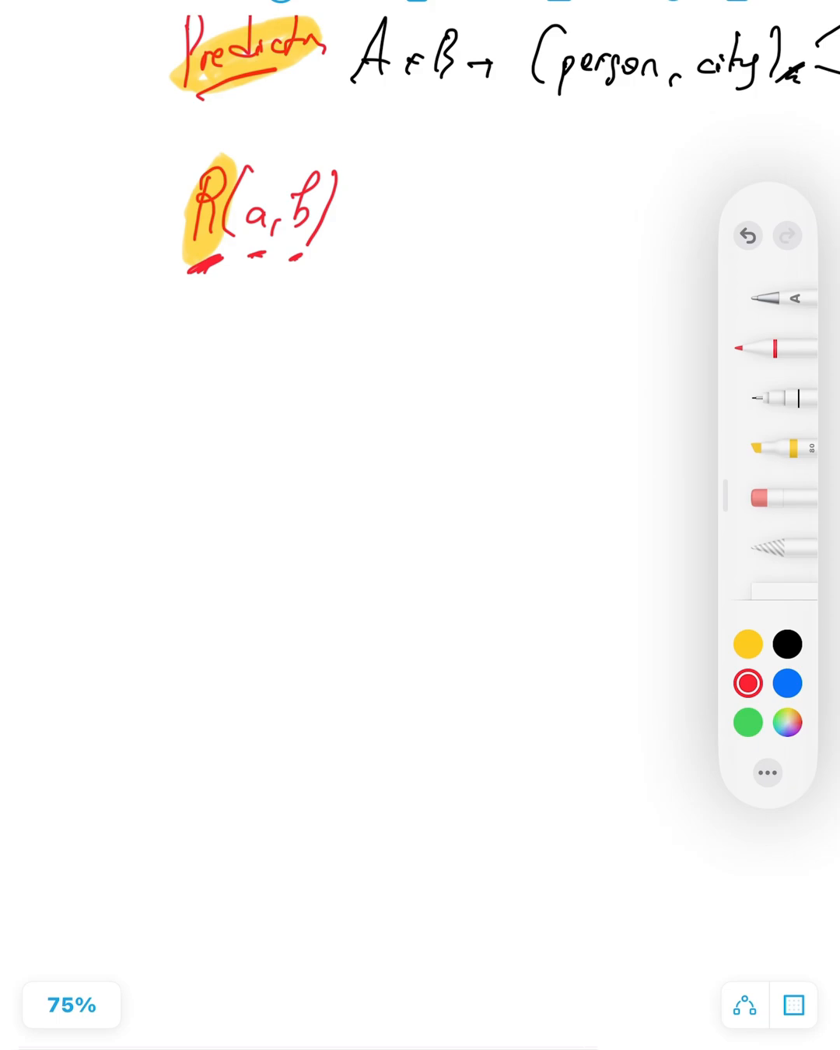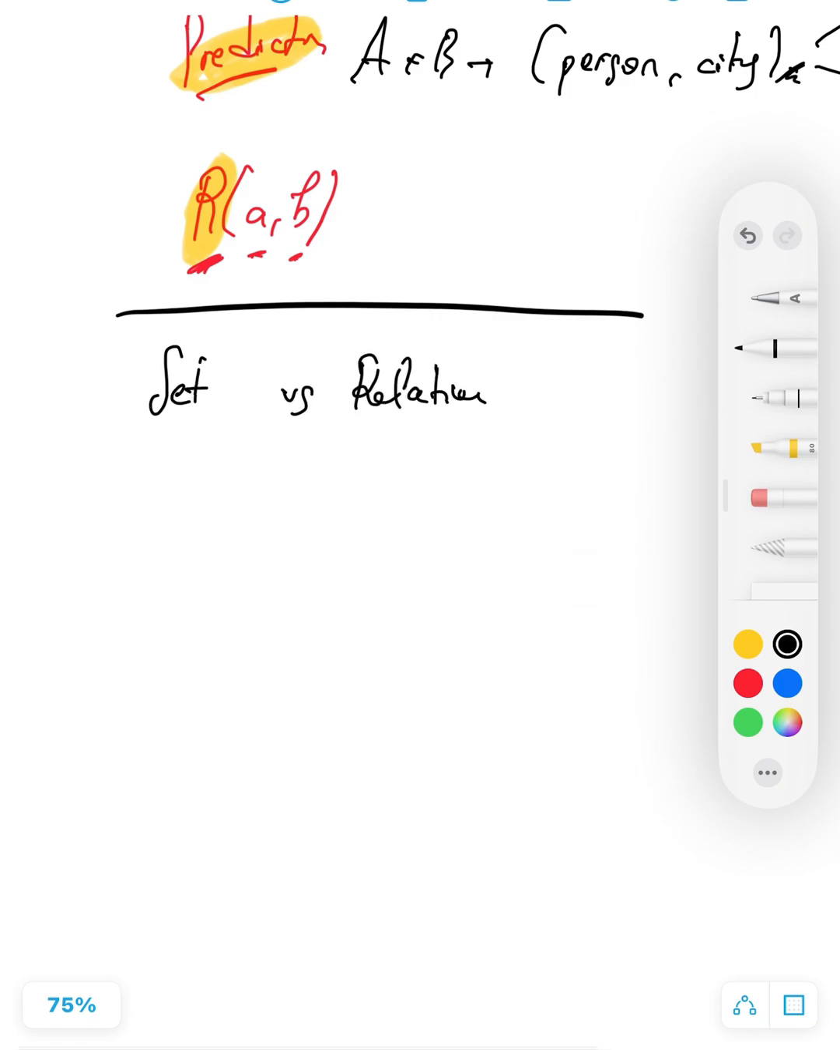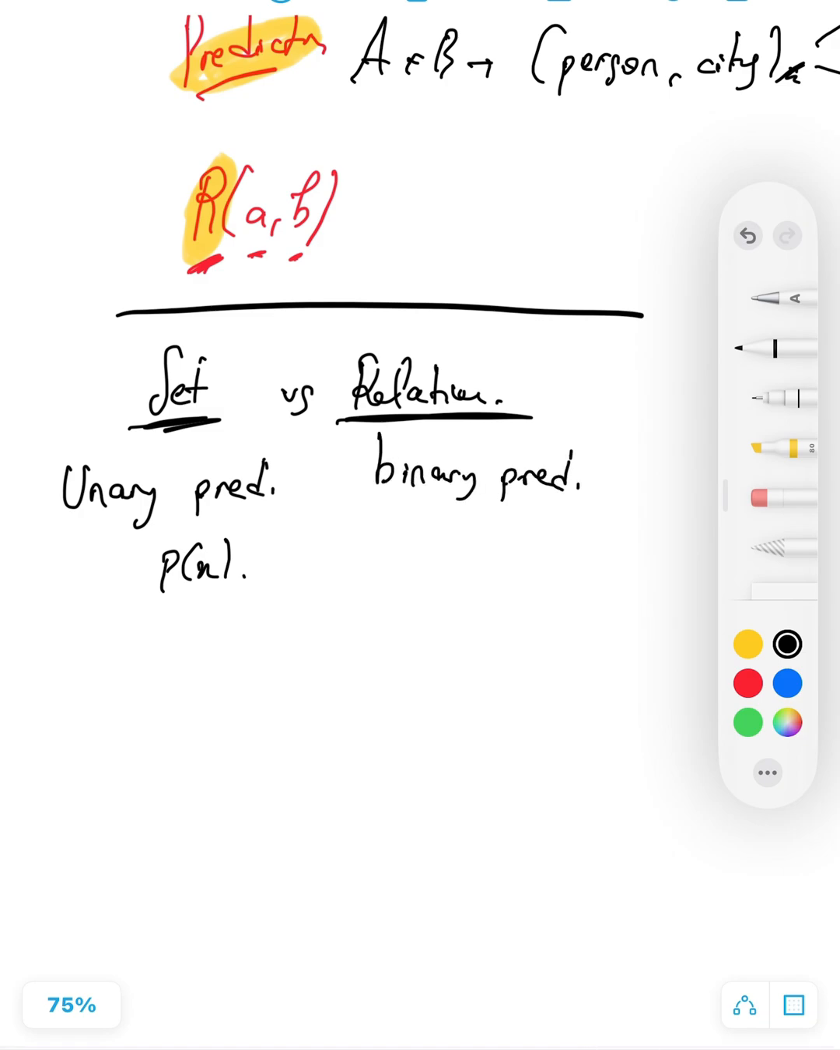So again, one thing that really structurally makes a difference between a set versus a relation is that a set has a unary predicate. Unary predicate. So only one predicate present, P of X, for the set. But for a relation, we have a binary predicate, and we write it like this. So we get the predicate and we apply it to both of the elements within, right?